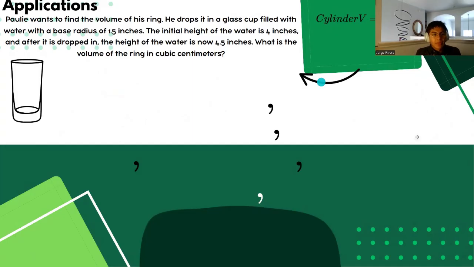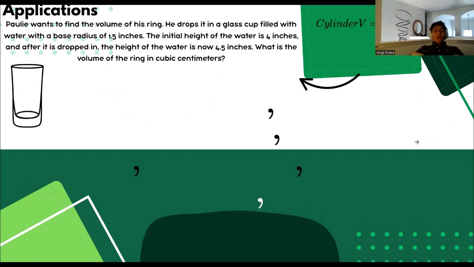Final applications. So, Paulie wants to find the volume of his ring. He drops it in a glass cup filled with water with a base radius of 1.5 inches. The initial height of the water is 4 inches, and after it is dropped in, the height of the water is now 4.5 inches. What is the volume of the ring in cubic centimeters?